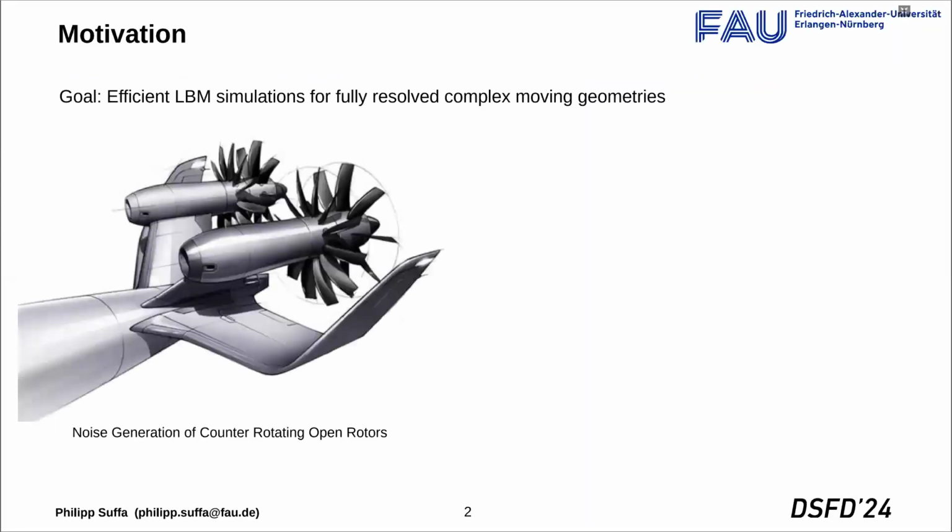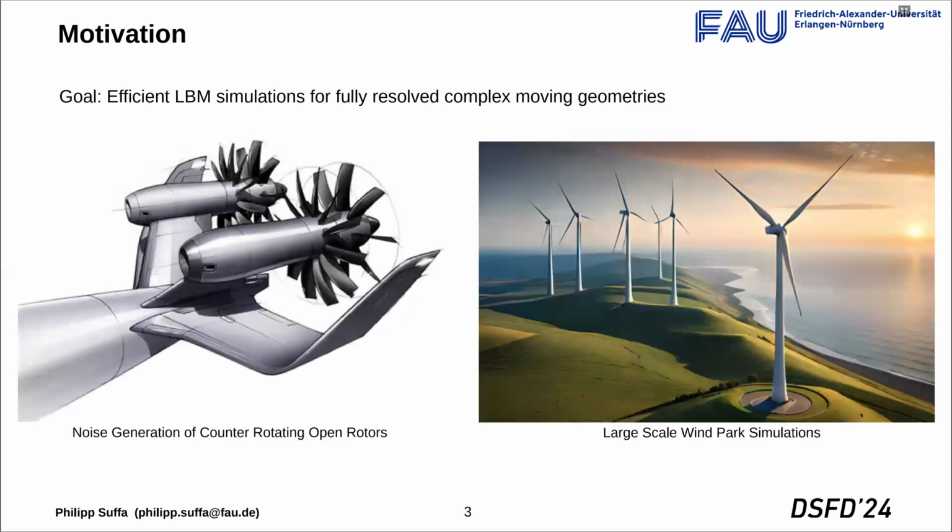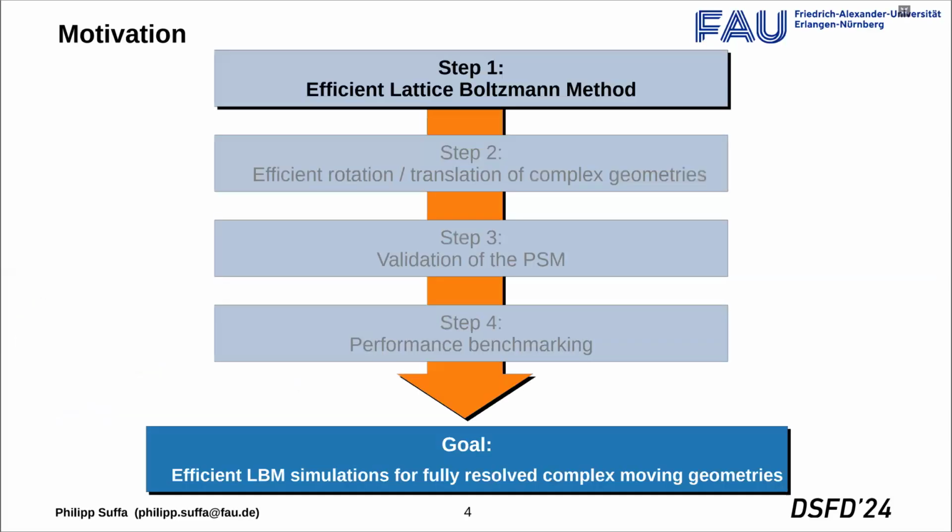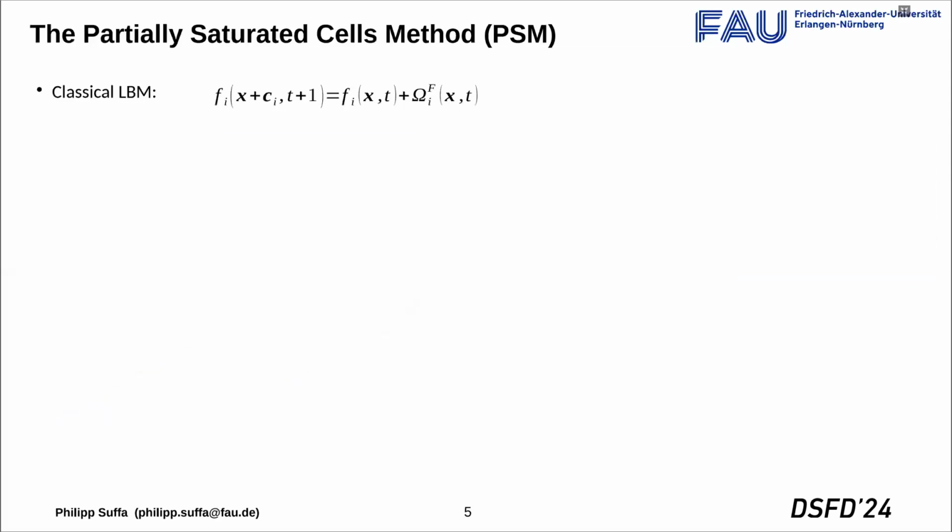What we want to do with this partially saturated cells method is to fully resolve complex moving geometries, like this counter-rotating open rotor here. For example, the blades of the wind turbines. Exactly. But what we need for this is, first of all, an efficient Lattice-Boltzmann method for these moving geometries. So we choose the partially saturated cells method, also called PSM.